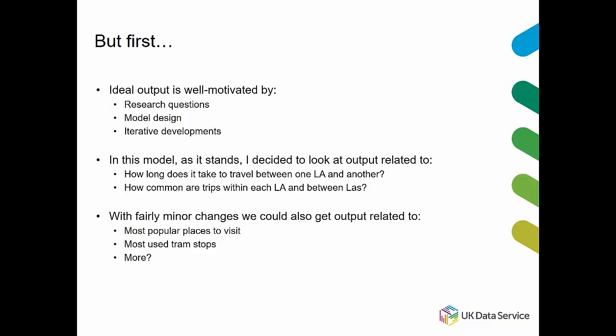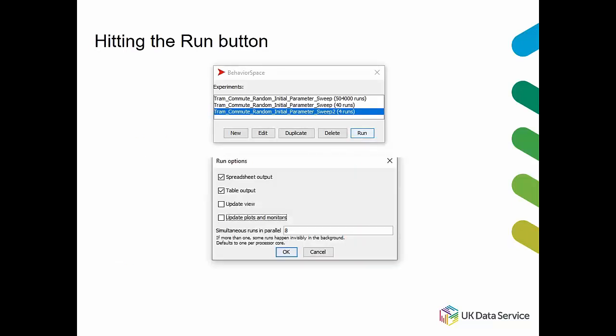point at that time. So if we do hit run, we get a little window that opens up that gives us a spreadsheet output, a table output, update view, update plots and monitors. Spreadsheet and table output are the same, but one is narrow and one is wide, and I'll show you in a minute. Update view and update plots and monitors mean that the simulation runs on the screen, the same as when you're running it through the interface.